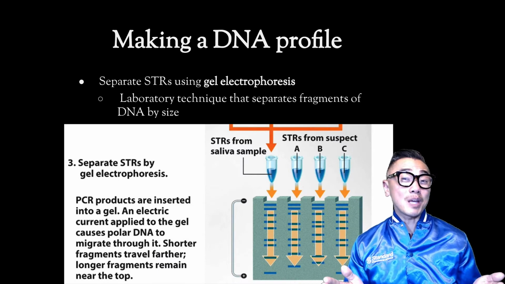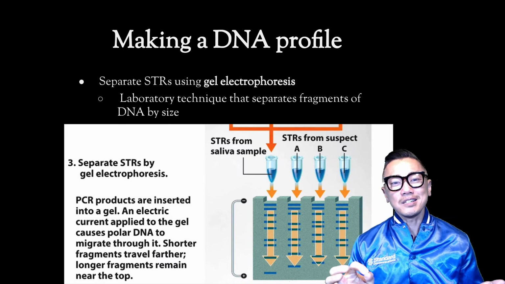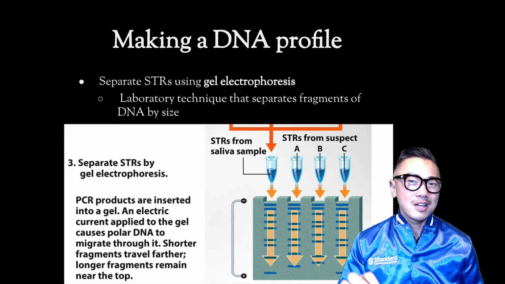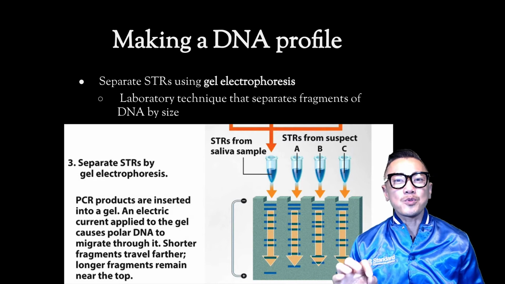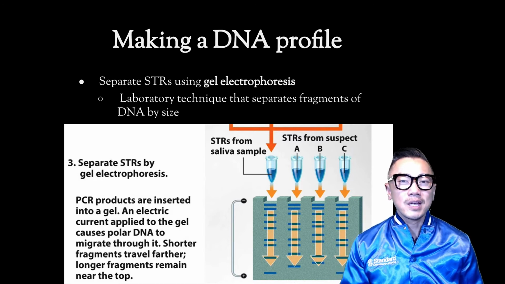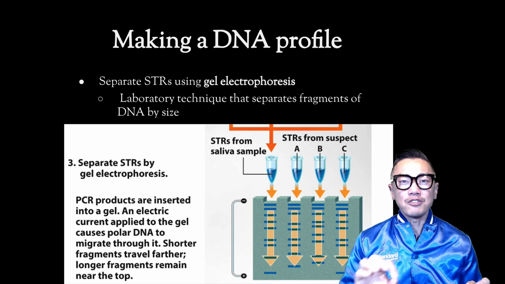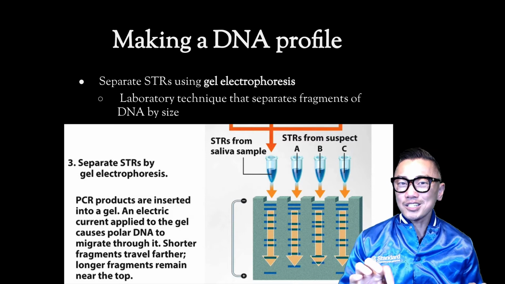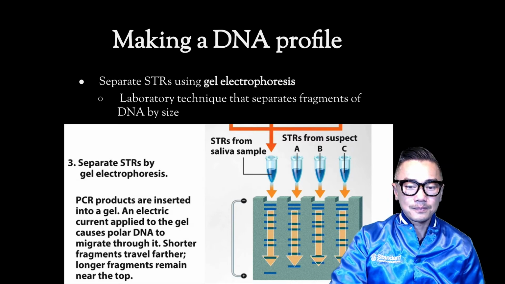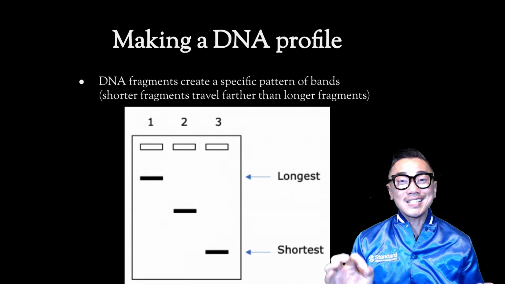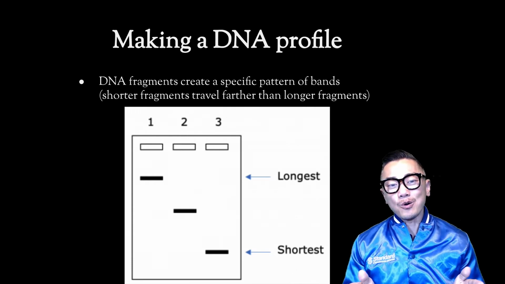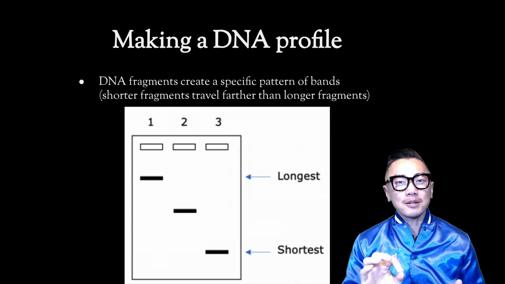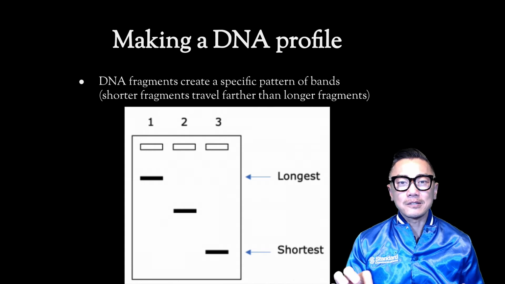The last step is to separate STRs by using a lab technique called gel electrophoresis. DNA has a negative charge, and we can use an electric current to separate DNA fragments by size. Smaller DNA fragments travel farther and faster. Larger DNA fragments travel not as far and more slowly. The DNA fragments containing the STRs separate out and form a specific pattern of bands. Remember, shorter fragments travel farther than longer fragments.